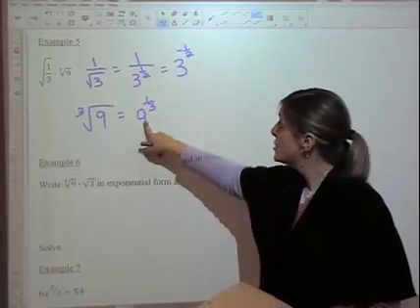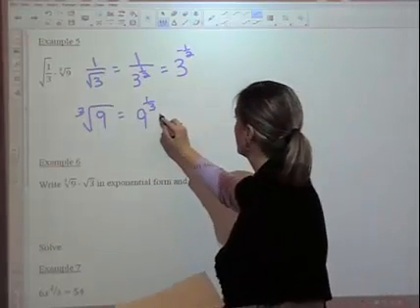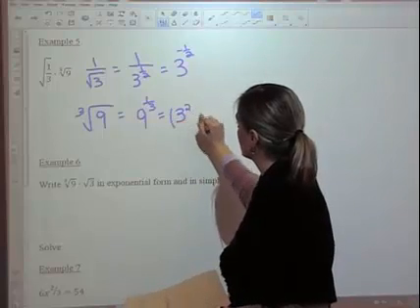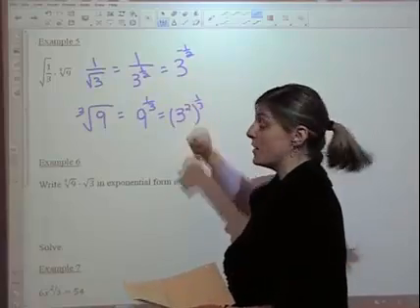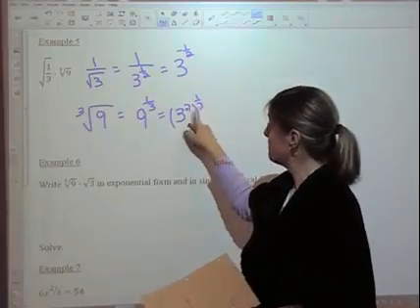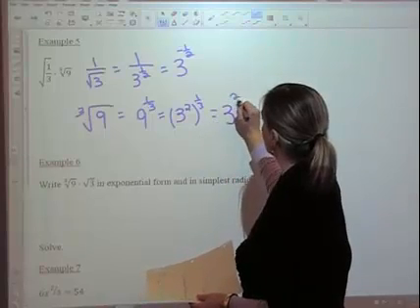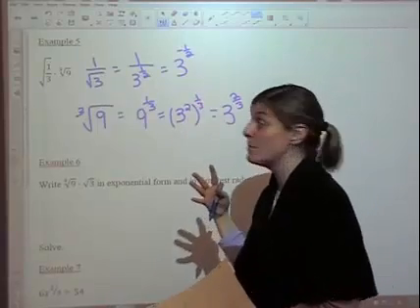No, we can't. So let's change the 9 so that it has a base of 3. So this is going to become 3 squared to the 1/3. Okay, 9 becomes 3 squared, still to the 1/3. And then what do we do with those exponents? We multiply them. So we have 3 to the 2/3. Now we have the same base, so we can go ahead and multiply.